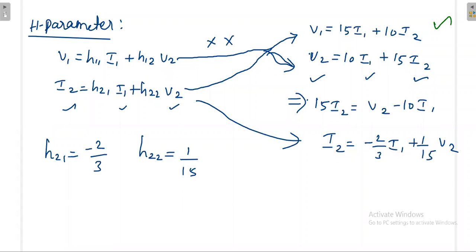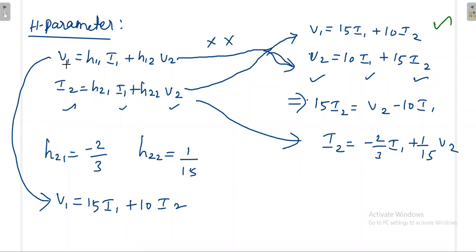What is that equation? V1 is equal to 15 I1 and then 10 I2. Now you compare. Finally you need the first equation format. V1 is there, I1 is there. Now we need V2 here. So that means I2, I will try to represent in terms of either V1 or I1, something so that I will get V2 here.